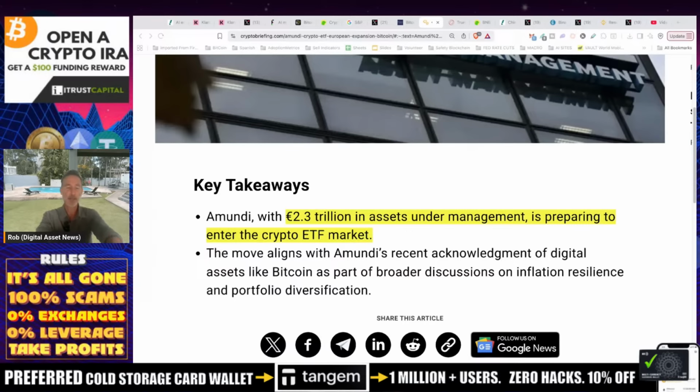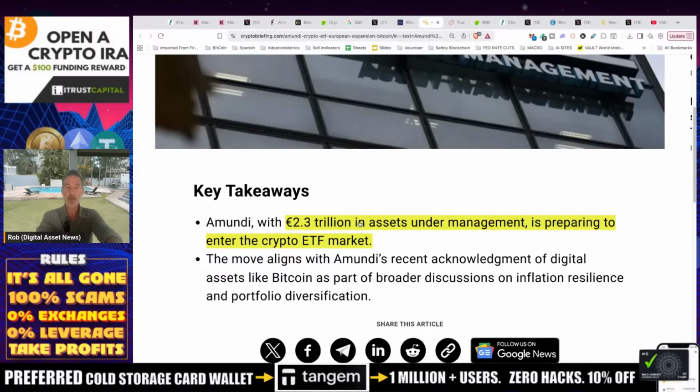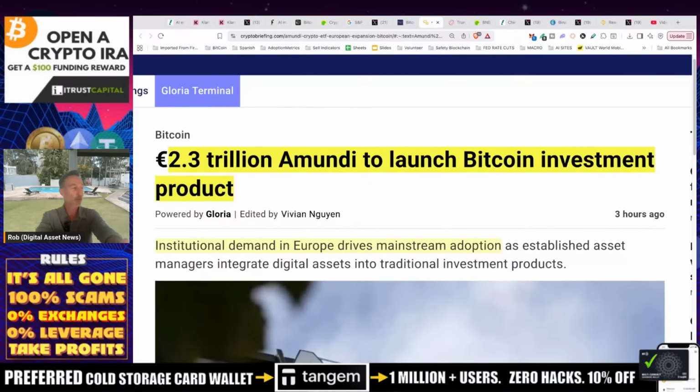So if you've got somebody like BlackRock, 10 trillion assets under management, and they're the heavy hitters, and now you have a new one out of the EU coming in with 2.3 trillion, and they're going into Bitcoin investment products, probably ETFs, you're going to see that things are moving in the right direction for that part. But don't get too happy, because I'm going to show you something that is not looking good in a little bit. And then what was all this about?